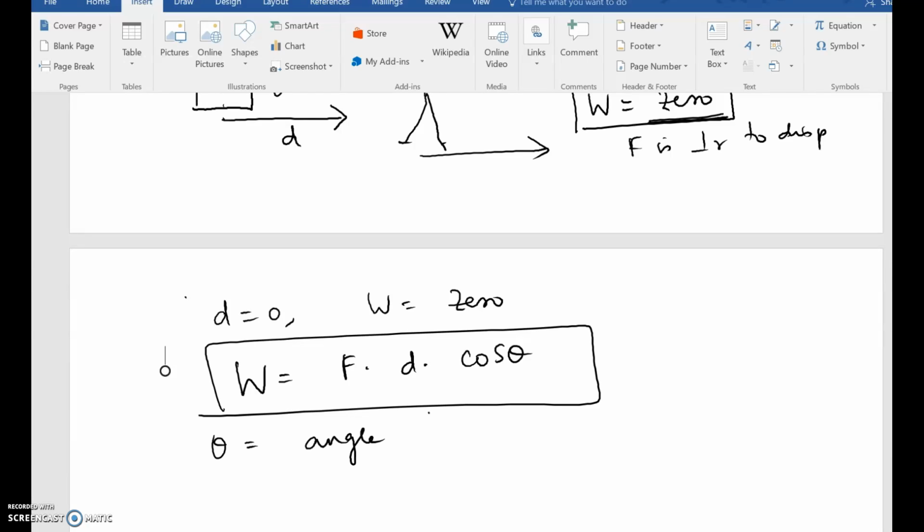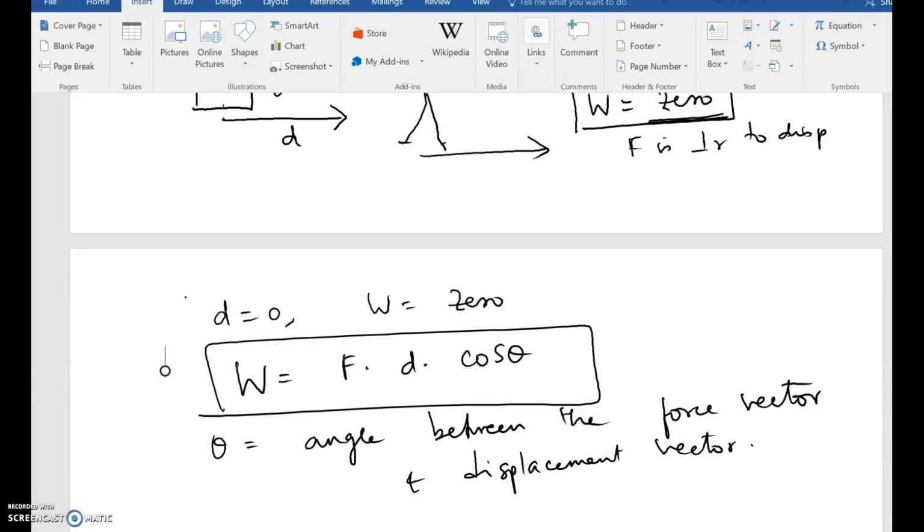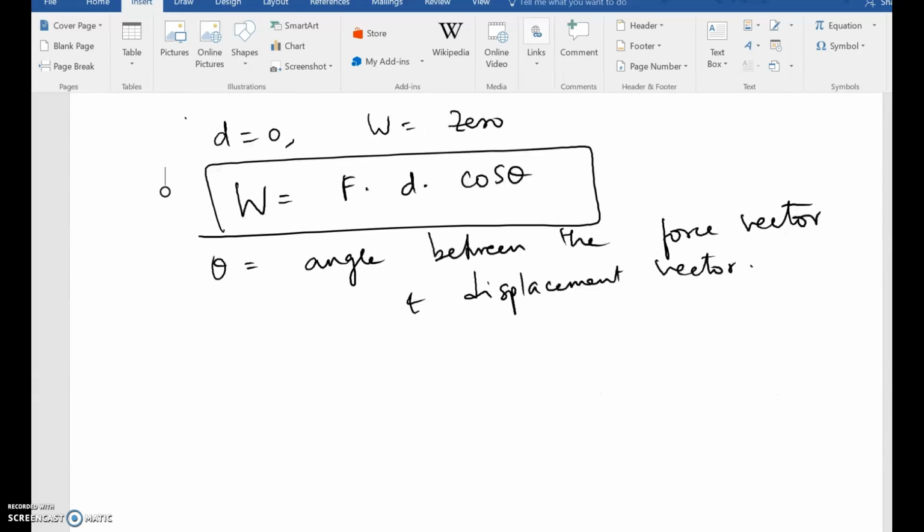So to summarize, work done is calculated by the force times displacement times cosine theta, where theta is the angle between the force vector and displacement vector. So in each problem you have to draw the force vector and the displacement vector and look for the angle between them so that you can substitute that correctly.